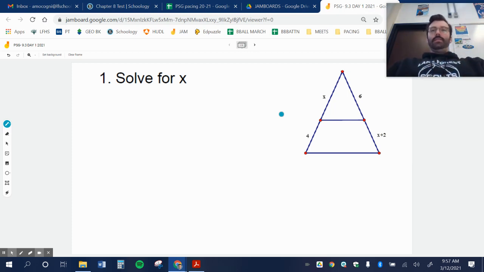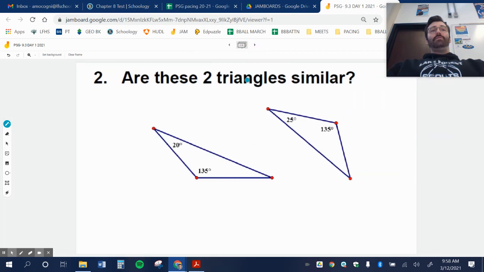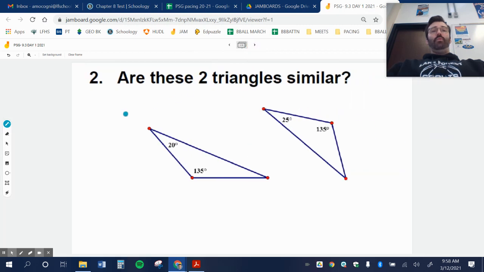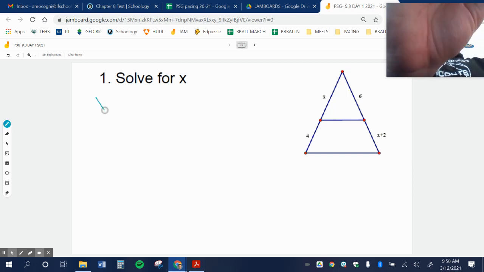I want you to solve for x. You set up a proportion to solve for x. You might have to factor a little bit with this one, so give it a shot. And then tell me if these two are similar, and if they are similar, tell me why. Give me the reasoning. Is it side, angle, side, or angle, angle? Go for it.